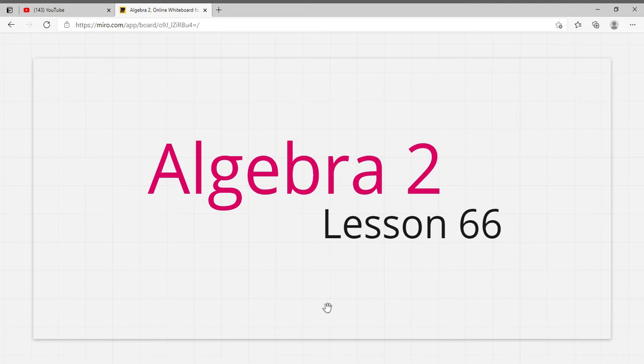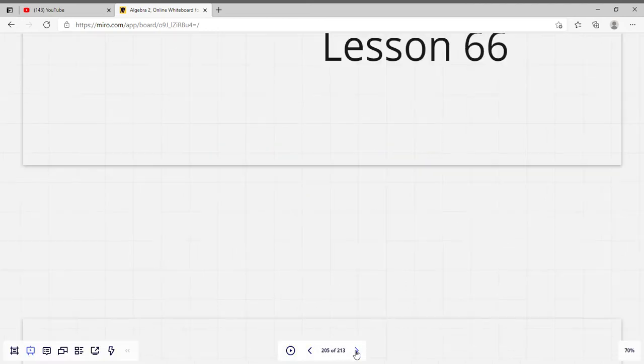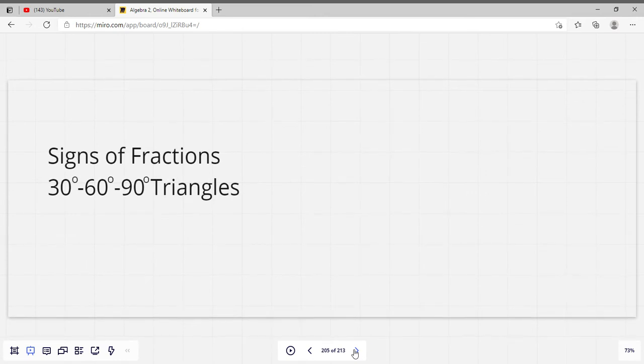Hi everybody, this is Algebra 2, Lesson 66. In this lesson we're going to cover signs of fractions and 30, 60, and 90-degree triangles.